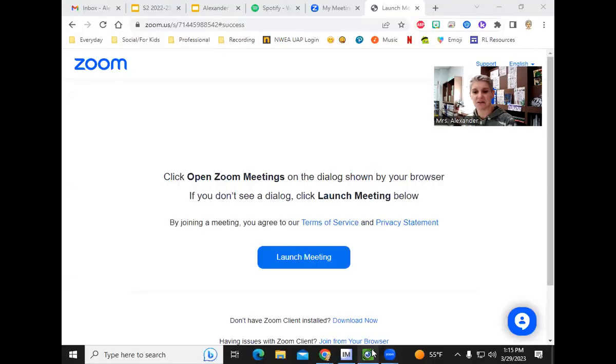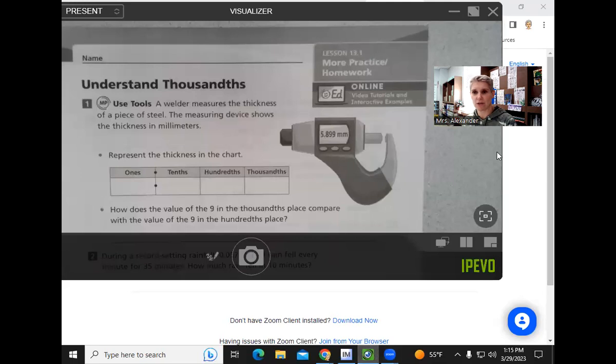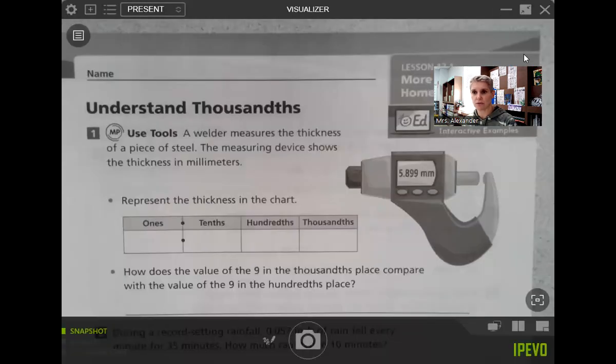A welder measures the thickness of a piece of steel. The measuring device shows the thickness in millimeters. I should probably share my screen with you so that you can see this as well, even though you hopefully have it in front of you. Let's do this. All right, here we go.